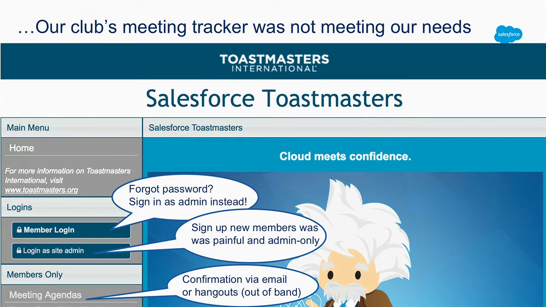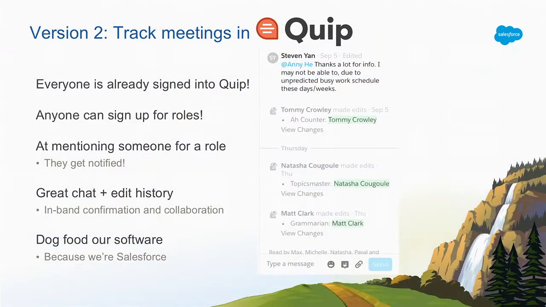So there was a lot of friction with the system, and we're like, OK, dude, we're Salesforce. We have all the tools that we possibly need. So we just moved this meeting management system into Quip. And this is so awesome. Anyone can sign up. They can sign up even other people.